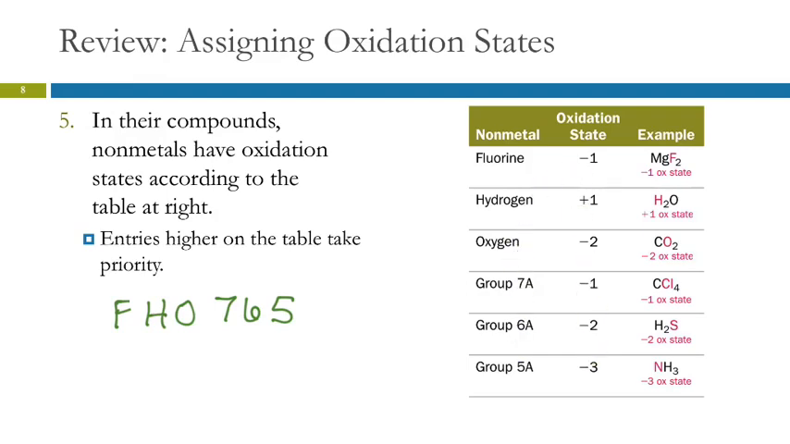The oxidation state that you assign to these elements is the same as the ion charge they would have if they were a monatomic ion. So fluorine as an ion has a -1 charge. Oxygen as an ion has a -2 charge, right? The group 5 elements as ions have -3 charges. So we don't really need to memorize these oxidation states. It's the same as ion charges. What we need is this order, and that's where Pho 765 comes in.